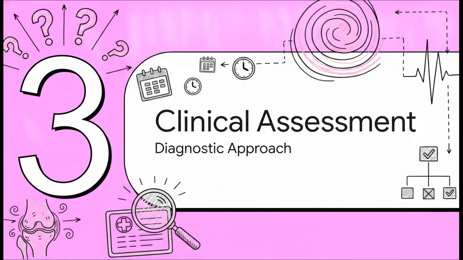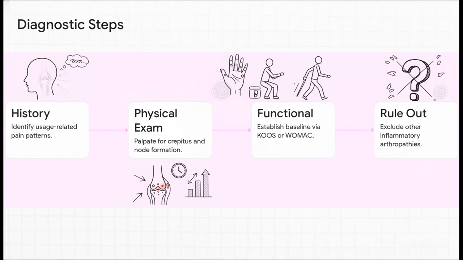Section 3. Structured clinical assessment. Okay, so how do we confidently diagnose this at the point of care? Since the diagnosis is primarily clinical, here's your actionable checklist. First, walk through a thorough history hunting for that classic usage-related pain. Second, on your physical exam, check for joint line tenderness, crepitus, and bony enlargements, like Heberden nodes at the DIP joints or Bouchard nodes at the PIP joints.